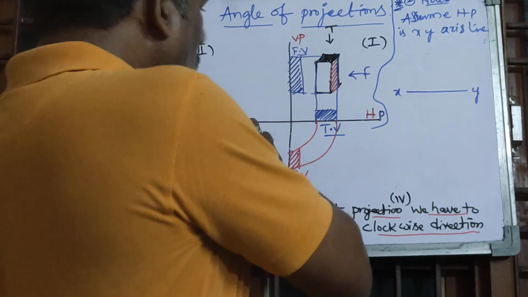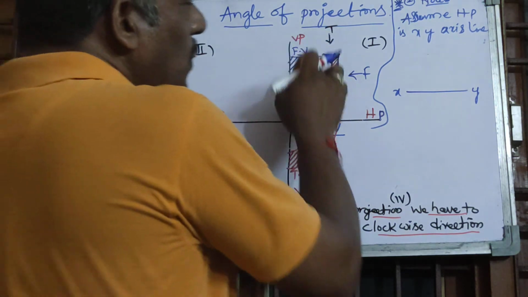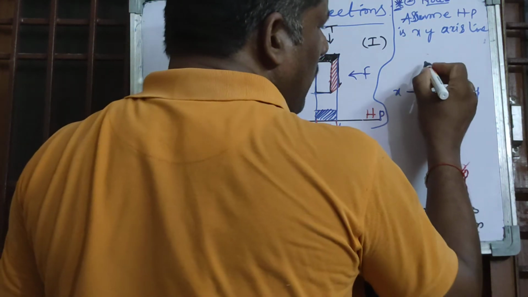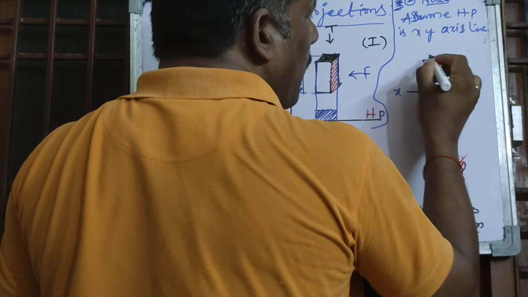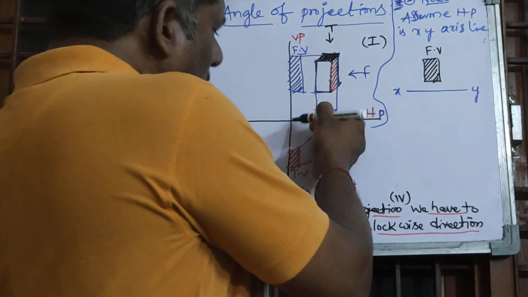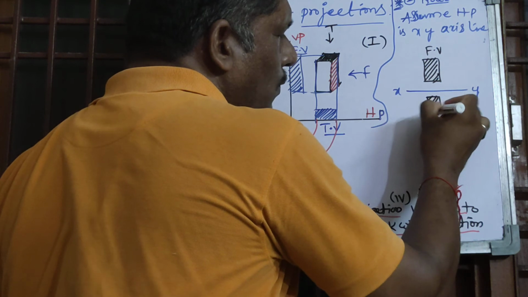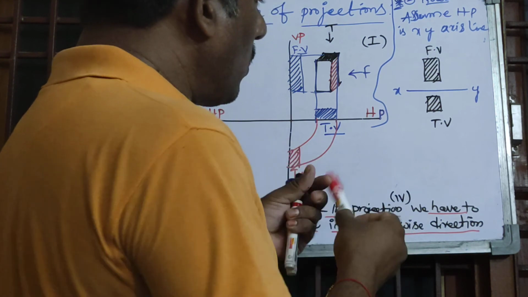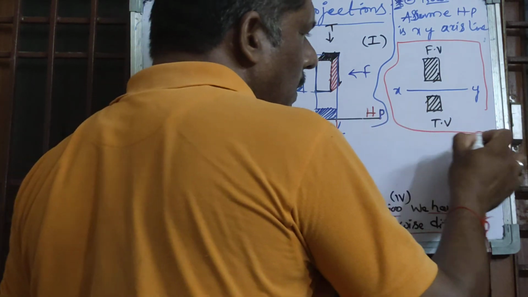So now, if you assume this horizontal plane is the XY axis line, what is there above the XY axis line? Front view is there. So I am drawing the front view here, above XY axis. And what is below XY? Top view is there. Below XY is the top view. Now I am giving a border for this, and see this figure only.